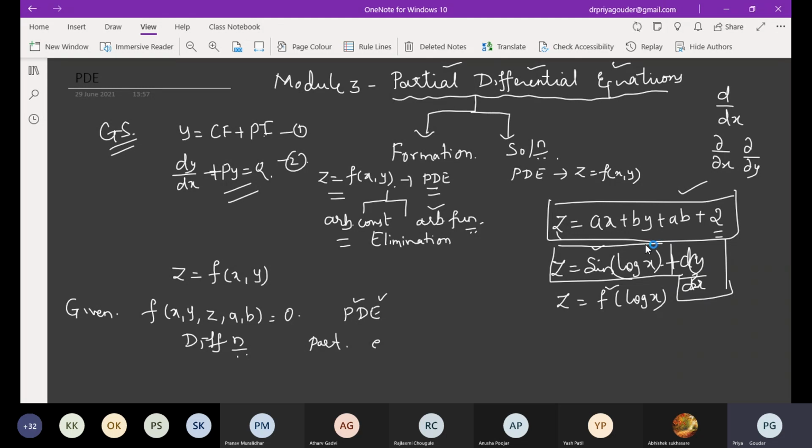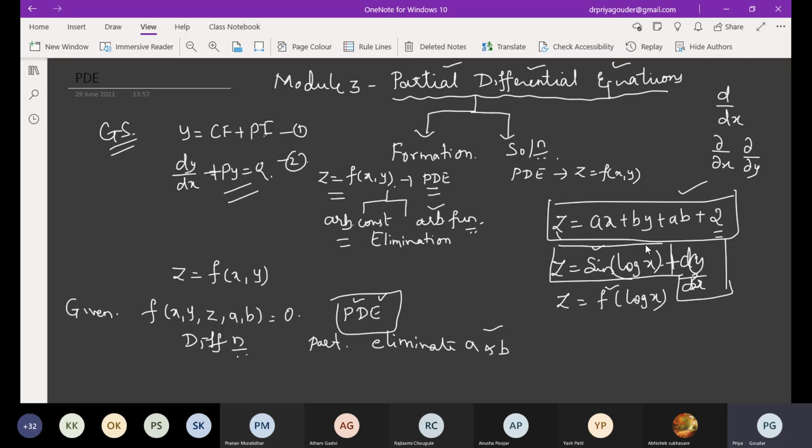Then, most important, you need to eliminate a and b. If this process of elimination is done, then you can say that is the required PDE. Very simple process. We'll differentiate it partially and eliminate the arbitrary constants. Once elimination is done, that is the required PDE. That's all.